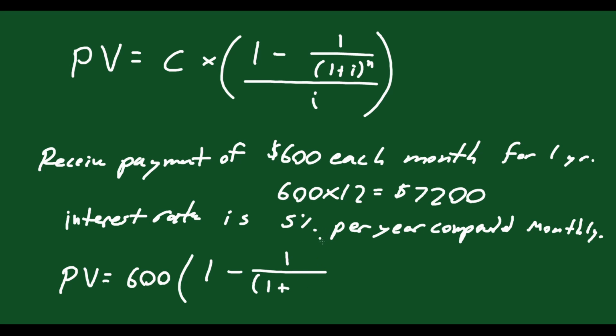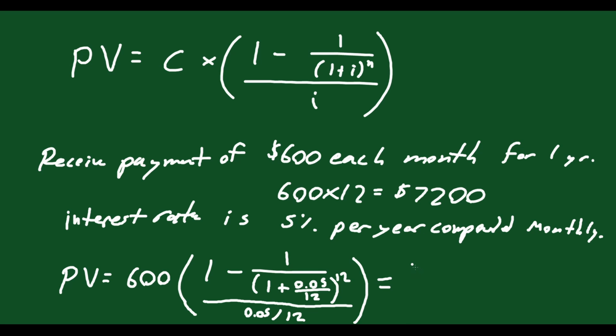But remember, your interest rate is 5%, but it's compounded monthly, right? So it's actually 0.05 divided by 12. And that's going to be the exponent n. Well, it's over 1 year, but it's 12 months, right? So this is 12, just like that. We're going to divide this all by I, which is 0.05, again, divided by 12. Just like this. So we can calculate this now.